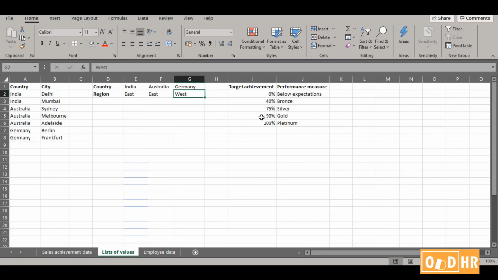And then finally over here you have some kind of ranges which signify what kind of target achievement signifies what kind of performance. So you can see over here that you have a 0 to 40% range, 40 to 75% range, 75 to 90, and then 90 to 100. And we are saying that your performance can be categorized into one of these 5 categories: below expectation, bronze, silver, gold, and finally at the highest level, platinum. So here are your basic reference tables that we will use for our XLOOKUP functions.